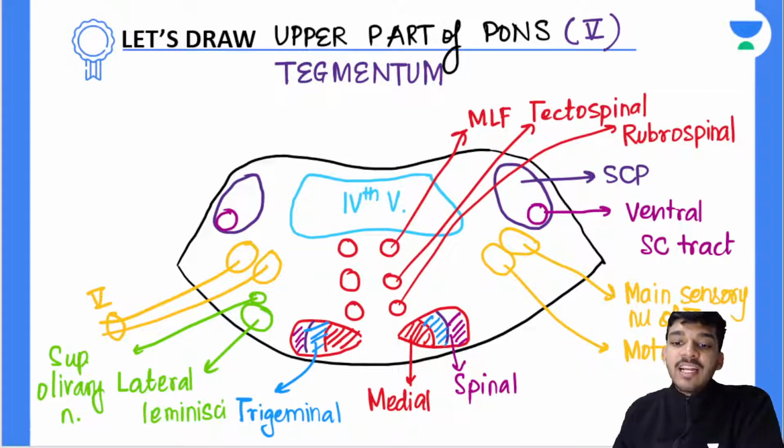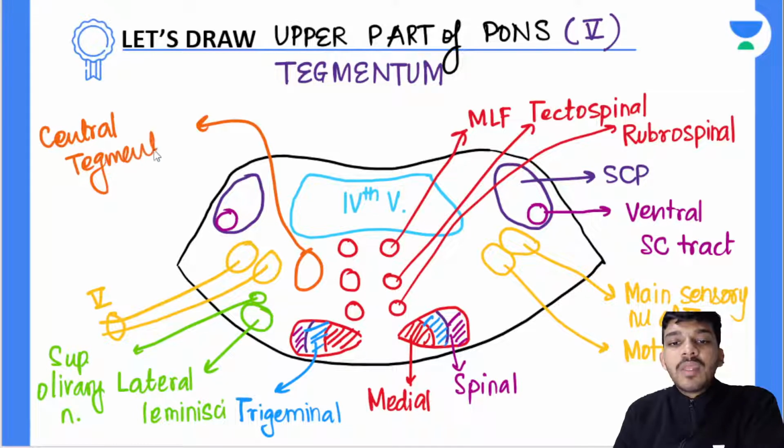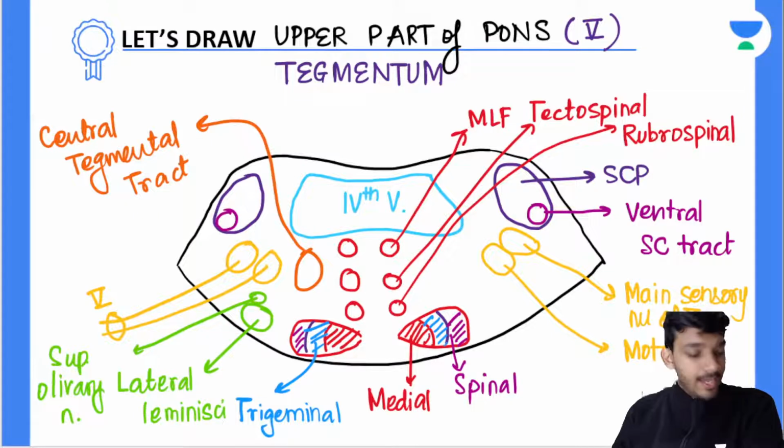And one tract that we are forgetting to write in the center, one very important tract, is the central tegmental tract. It is called the CTT. Very important. Because it is in the center of the tegmentum, it is called the central tegmental tract. So that is how you draw a diagram, guys.